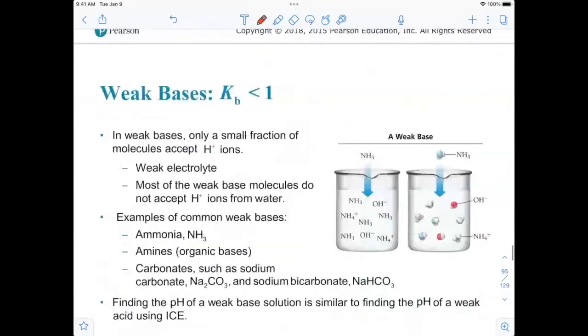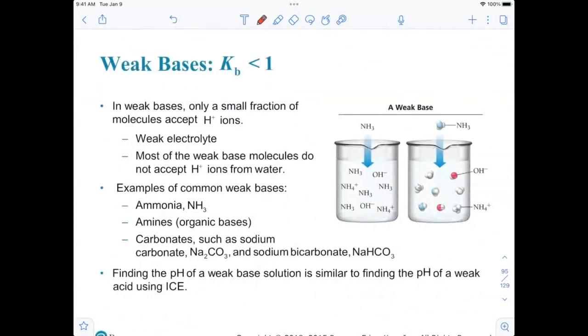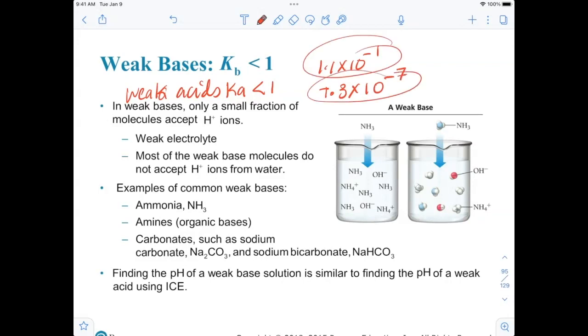Yep. Okay. Now that we're done with strong bases, we're now moving on to weak bases. Just like with the weak acids, we said Ka for weak acids tend to be less than 1. The same concept applies for weak bases. When you're dealing with a weak base, the Kb of a weak base tends to be less than 1. So like 1.1 times 10 to the negative 1, 7.3 times 10 to the negative 7, I'm just making up numbers. The idea is when you look at the number is less than 1, you can tell by the Kb that you're looking at a weak base.